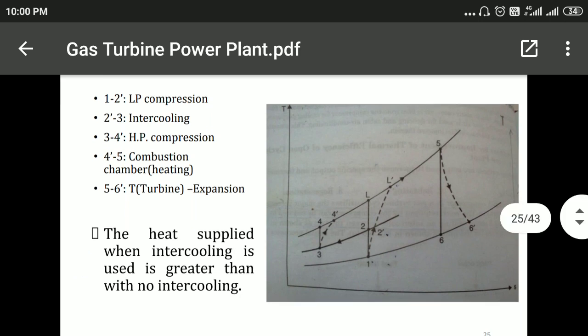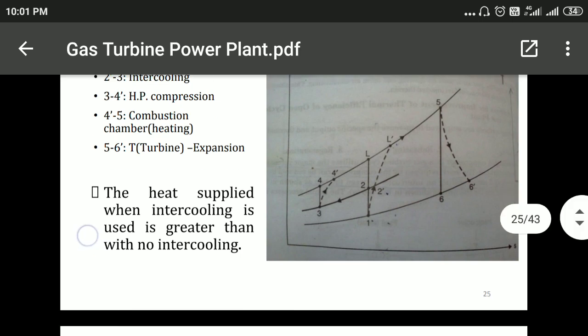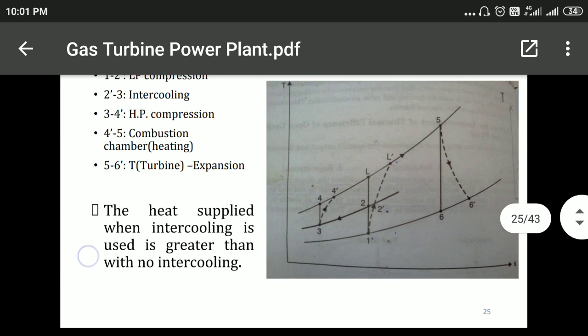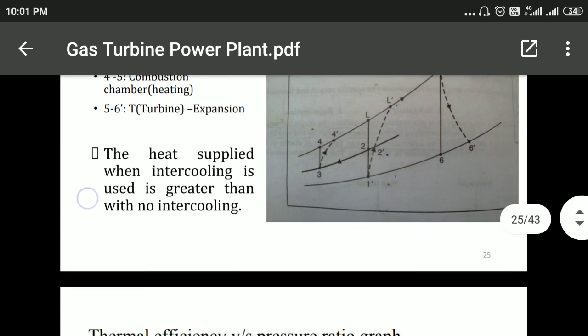So 1 to 2 process is again compression, 2 to 3 is intercooling where temperature drops at constant pressure, meaning the pressure at the exit of compressor 1 is equal to the pressure at the inlet of the high pressure compressor. 3 to 4 again compression, 4 to 5 is your heat addition in the combustion chamber, 5 to 6 is your expansion, and point 6 is your exit to the atmosphere if we talk about the open cycle.